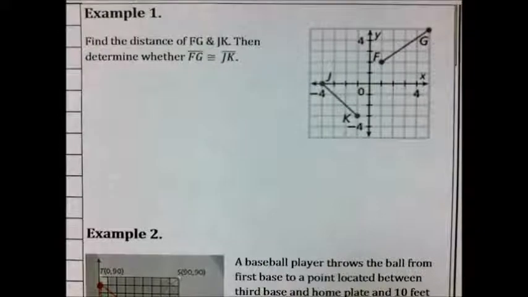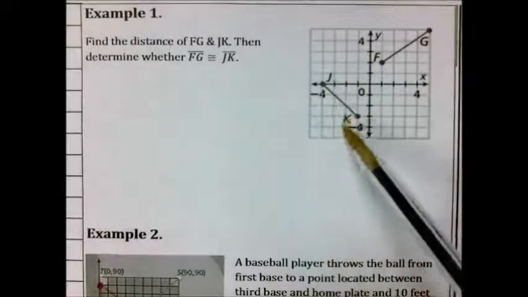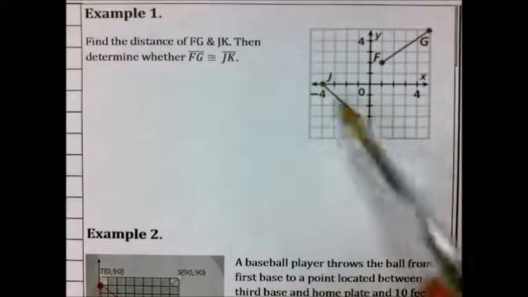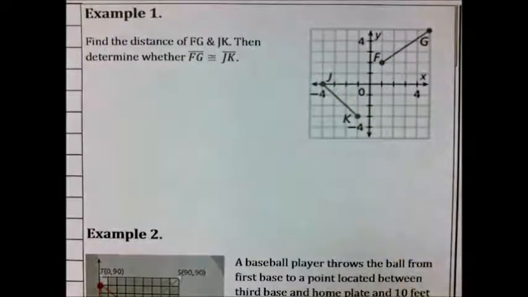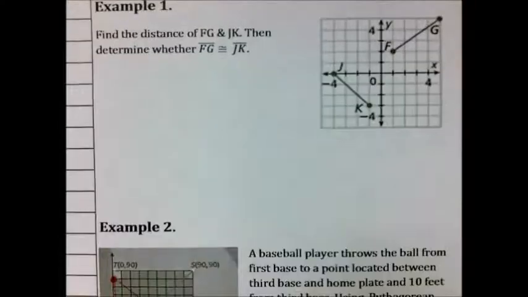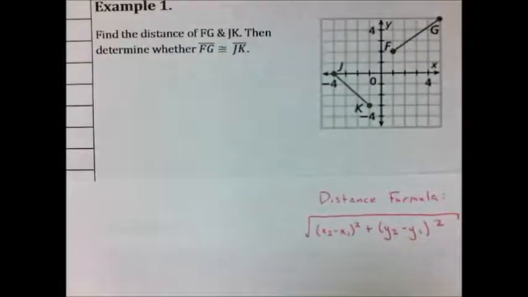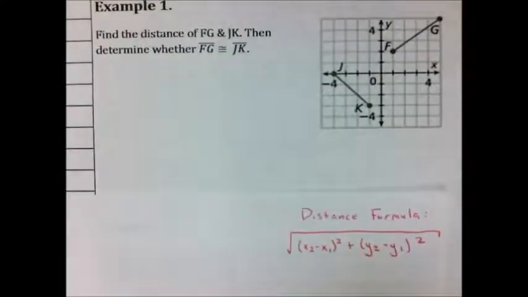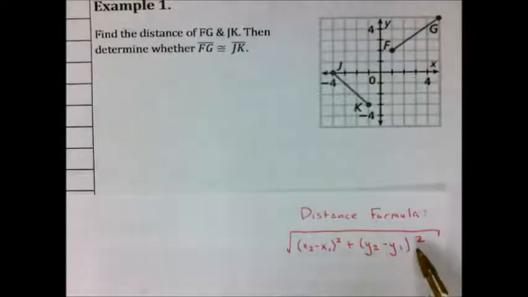Example 1 asks us to find the distance of FG, that's this line right here, and JK, which is this line right here. And then we need to determine whether FG is congruent to JK. So first thing I'm going to do is remind us of what the distance formula is. Remember, the distance formula is the square root of x2 minus x1 squared plus y2 minus y1 squared.